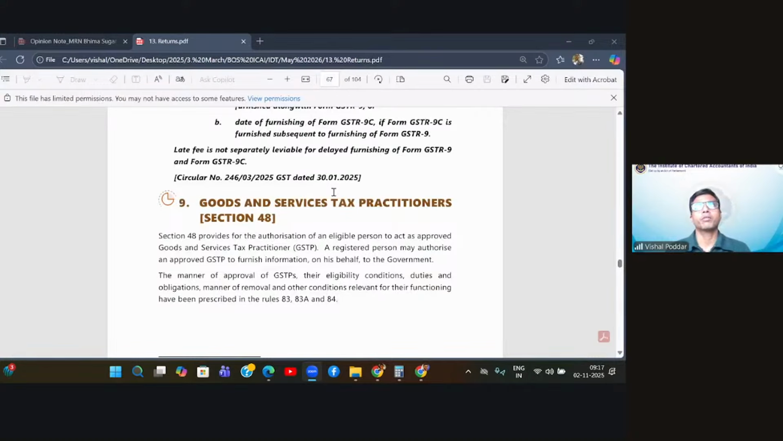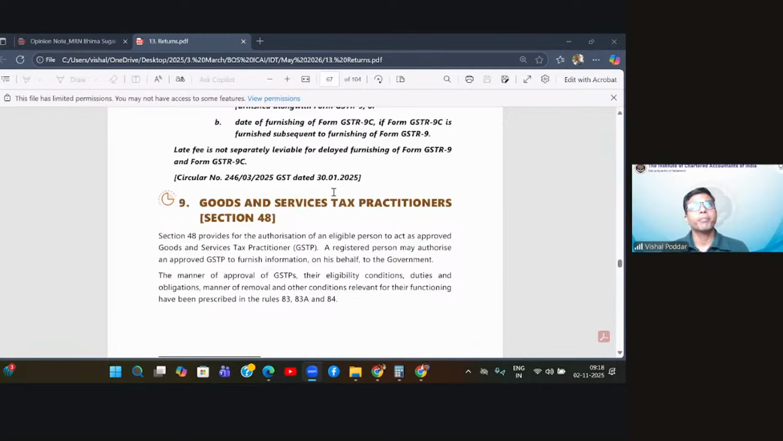Now, what was the purpose of this? Like how when you log in to your portal using your login credentials, you are able to view, file, download, upload everything on your portal. Once you select me as your GSTP, I will be able to do it through my login, through my portal. So this particular concept was introduced so that a third party should be able to do your compliance on your behalf as a professional.